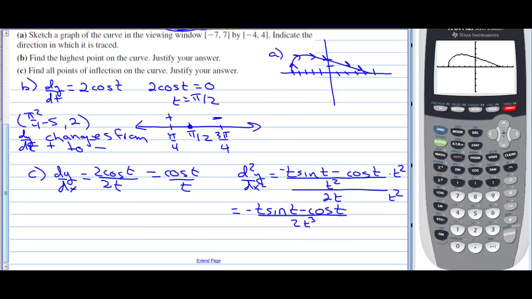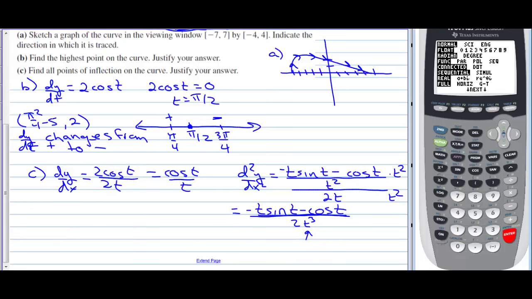Well, we can't have a point of inflection at an endpoint. So the 0 that makes the second derivative undefined, we're not going to consider because it is an endpoint. Well, now we want to know where the top is equal to 0. So let's go to mode, we'll go to function. We go to y equals, and we already have that in there. So negative t sine t minus cosine of t. We want to know where this is 0 from 0 to pi.